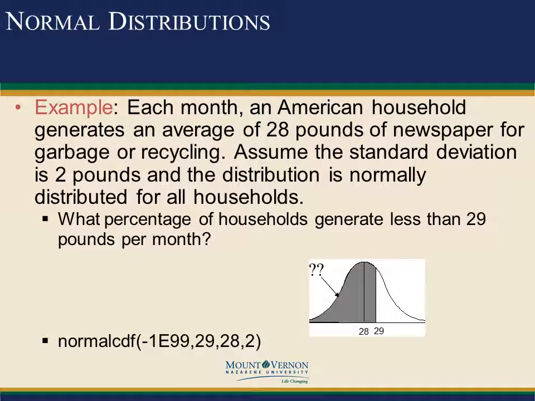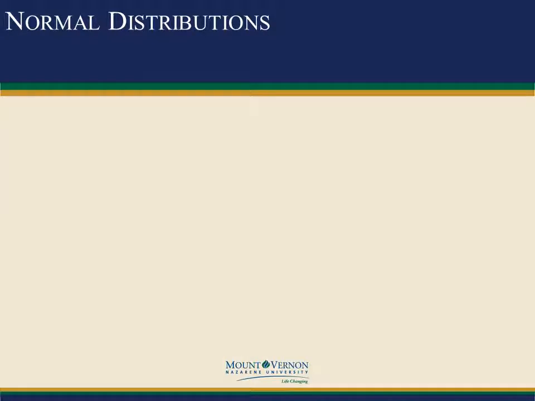The way you'll do this is by using the E key. If you need help finding the E key, consult the video entitled Normal Distributions with the TI-83 calculator. In this case, I use normal CDF, -1E99, 29, 29 is the point that I'm really interested in, 28, 2.